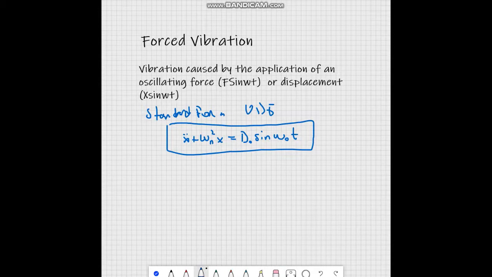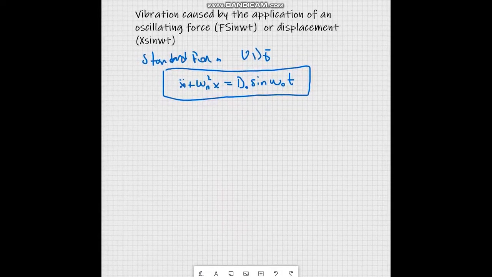If we want to solve this one, I will not go into detail on how we can solve this non-homogeneous second order ordinary differential equation. You will go back to your differential equations class and then you will understand how we solve it. I will just write it down. This x as a function of time is going to be the solution of this ordinary differential equation.